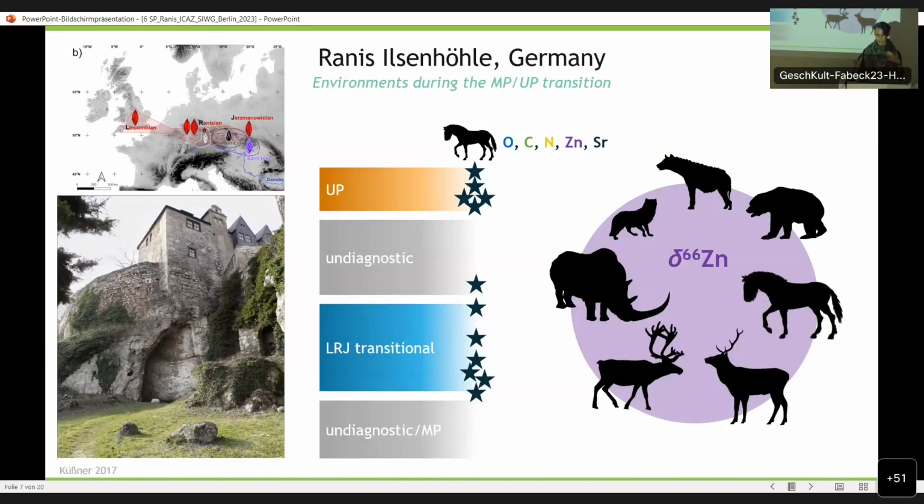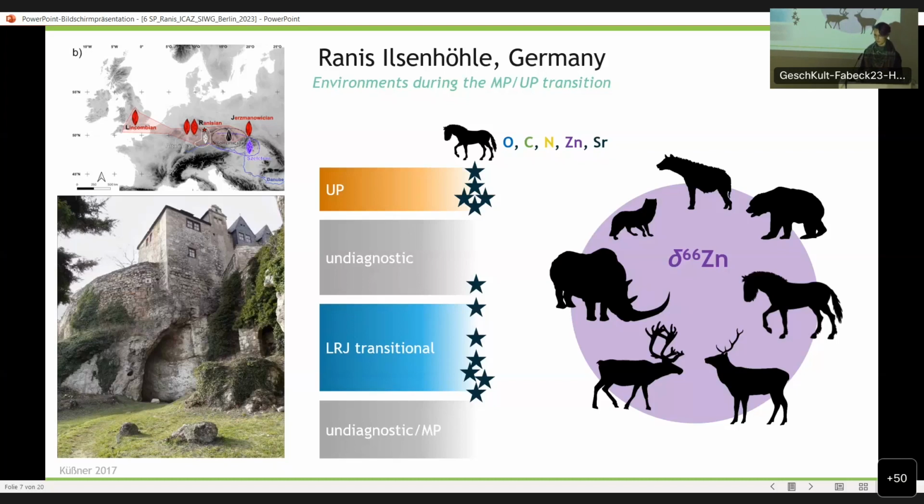But just to know a bit of the background, it's a central German site. The archaeology is most known for this LRJ that has a very long unpronounceable name, but basically what you have to know is it's this middle to upper Paleolithic transitional phenomenon that extends basically from Central Europe and Poland up to Britain. And the data that I have is really mostly horses from different levels.